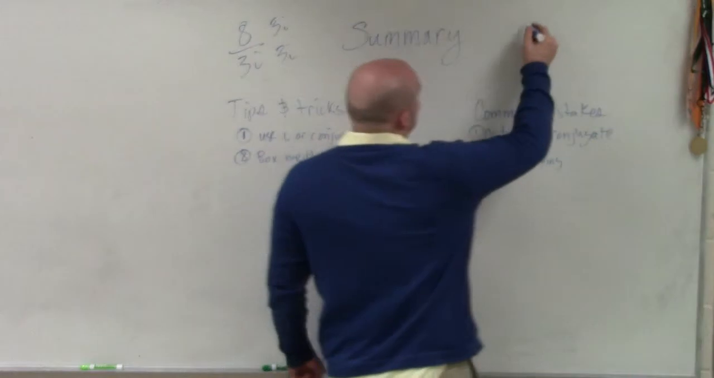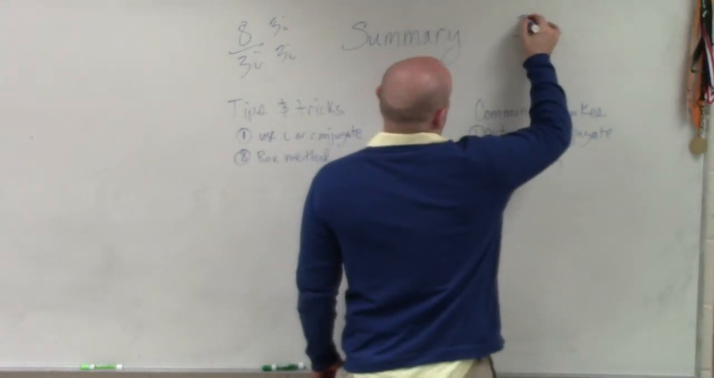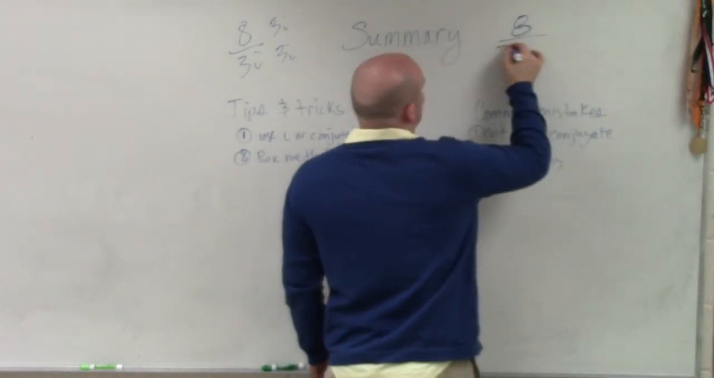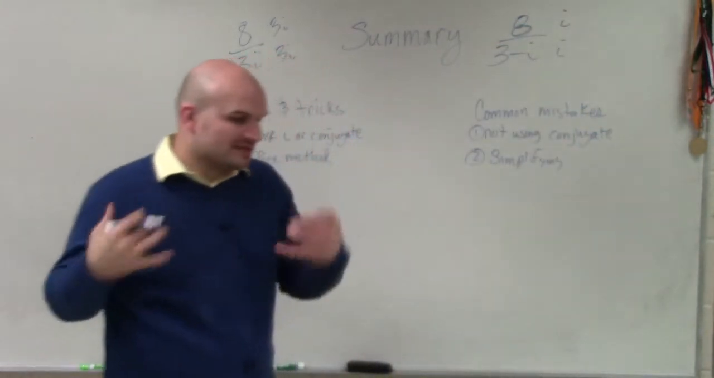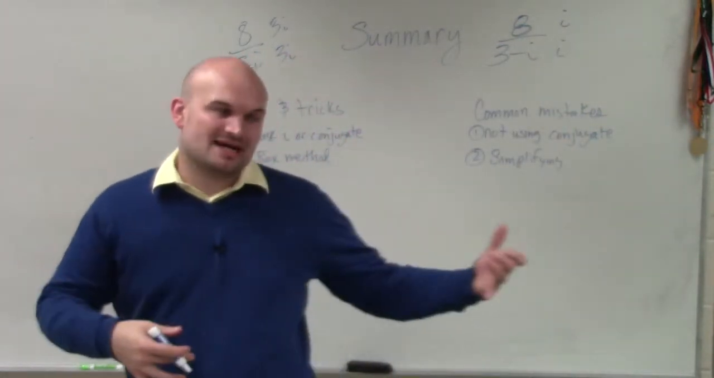Some common mistakes are, again, not using the conjugate. I get this all the time. Let's just go back to 8, and then instead of 3i, it's 3 minus i, and then students will multiply by i over i. Remember, when you're dealing with a binomial, you have to use the complex conjugate.